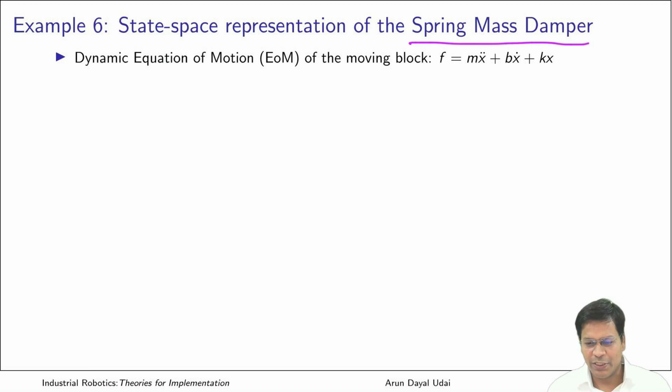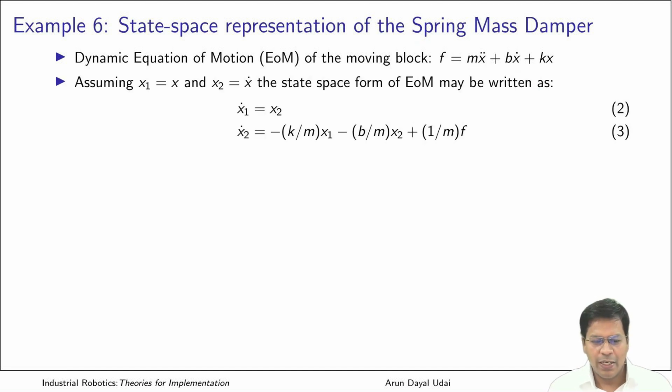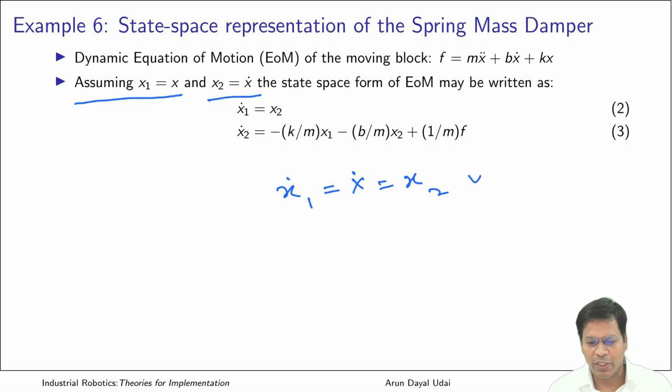The dynamic equation of motion this time is the same, that is F is equal to m x double dot plus b x dot plus k x. Now I want to express this as a state space representation. So what should I do? I'll assume the substitutions x1 is equal to x and x2 is equal to x dot. So effectively, x1 dot is x dot, so it is x2. Got it? So from these two you can quickly obtain this.